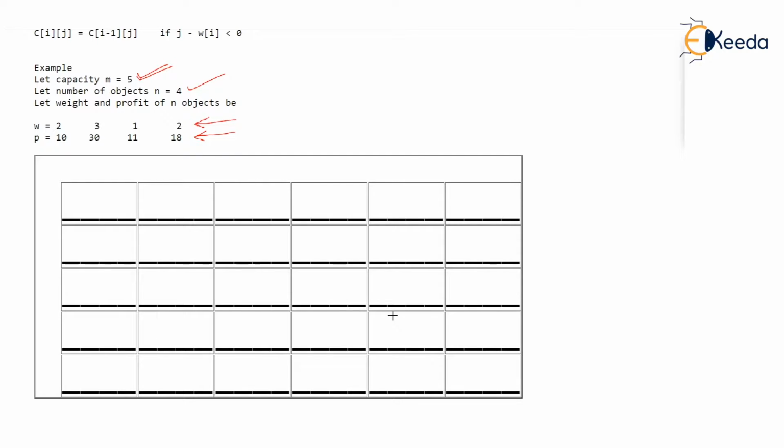We index our matrix from 0 to 4 because there are 4 objects, so there are rows 0 to 4, and we will index the columns from 0 to 5 because the capacity of the knapsack M is 5. Now we will initialize the entire row 0 with zeros and the entire column 0 with zeros.